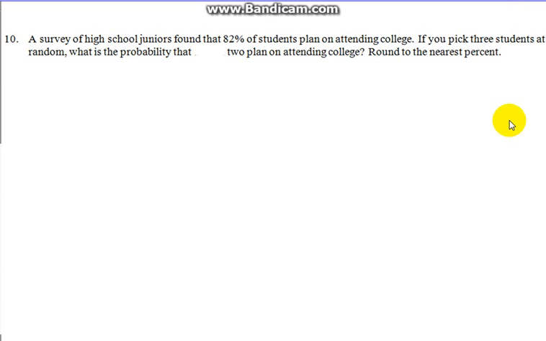Number 10 says, a survey of high school juniors found that 82% of students plan on attending college. If you pick 3 students at random, what's the probability that 2 plan on attending college? Round to the nearest percent. So that means we're rounding to a whole number. So the first thing we want to do is figure out, we know we've got to find our P, our Q, our N, and our X.